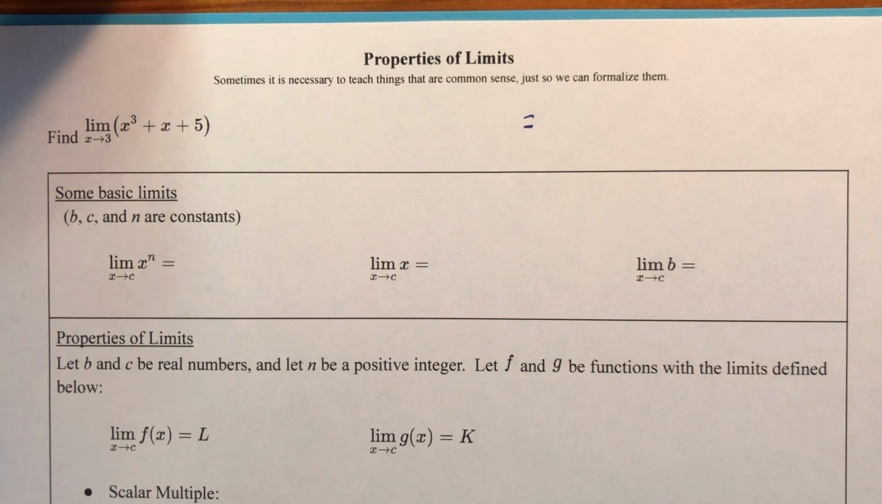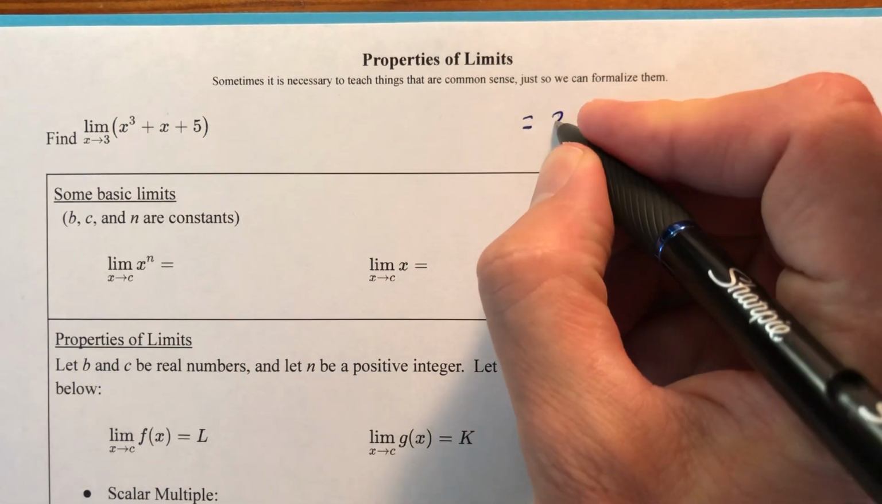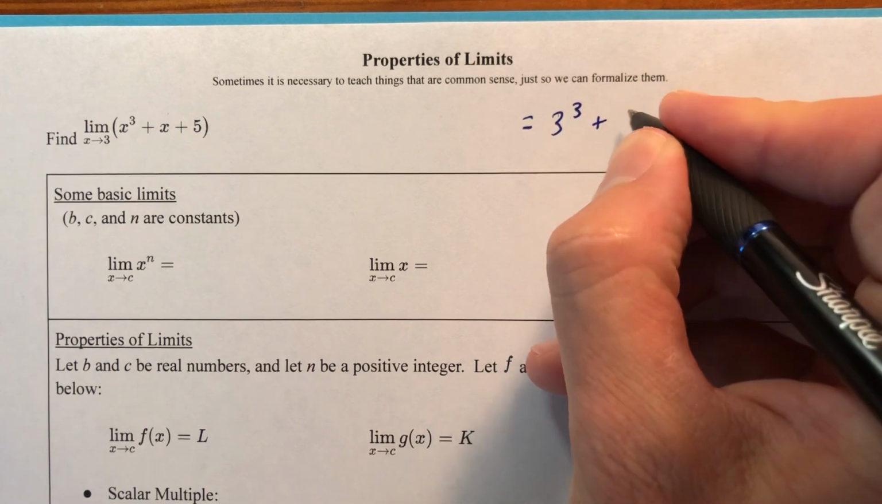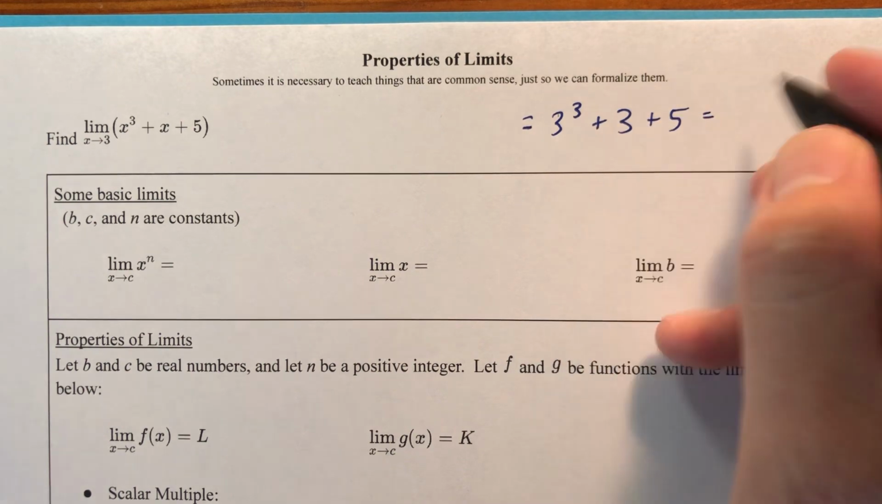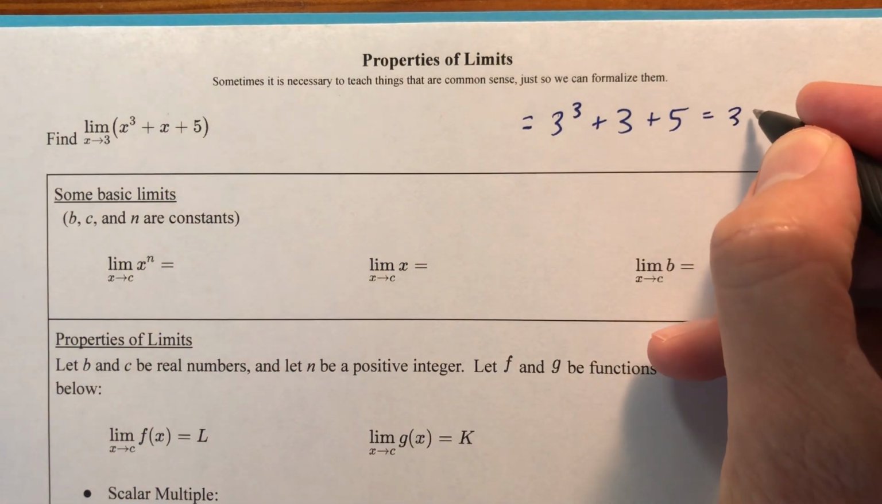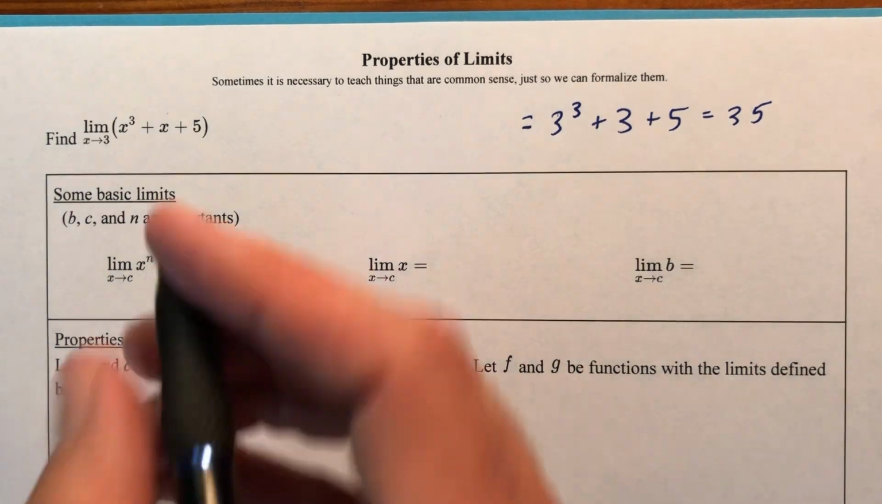Yes. Direct substitution is perfectly fine. It is perfectly acceptable, and I'm going to do that. And I have 3 cubed plus 3 and then plus 5, which of course is going to give me 27 plus 3, so 35 is what I have. There's my answer, but let's step into the middle and formalize a few things.